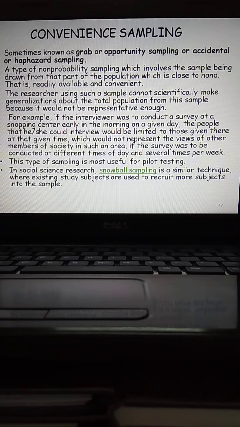This type of sampling is most useful for pilot testing. So what is pilot testing here? Beforehand, if you want to understand whether the sample to be selected provides good results, good information, then in order to test that quality, one can apply convenience sampling. In social science research, snowball sampling is a similar technique where existing study subjects are used to recruit more subjects into the sample. Next we are going to understand snowball sampling also.